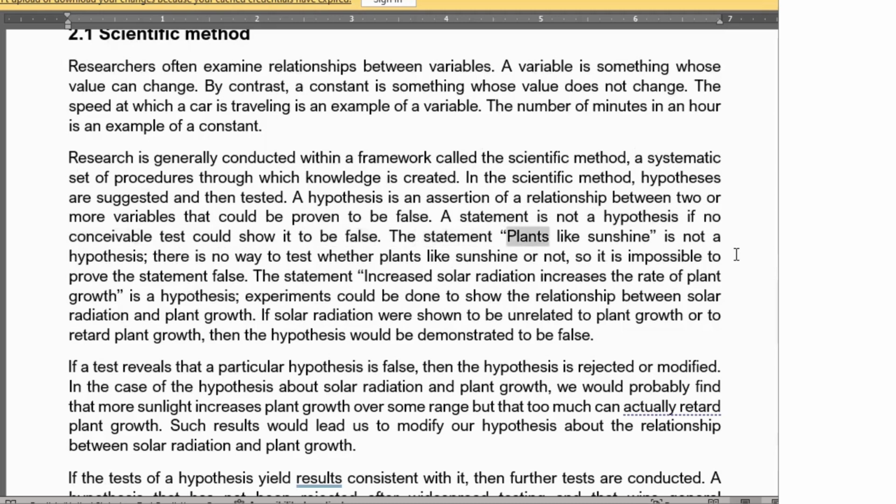The statement "plants like sunshine" is not a hypothesis. There is no way to test whether plants like sunshine or not, so it is impossible to prove the statement false. The statement "increased solar radiation increases the rate of plant growth" is a hypothesis. Experiments could be done to show the relationship between solar radiation and plant growth. If solar radiation were shown to be unrelated to plant growth or to retard plant growth, then the hypothesis would be demonstrated to be false.